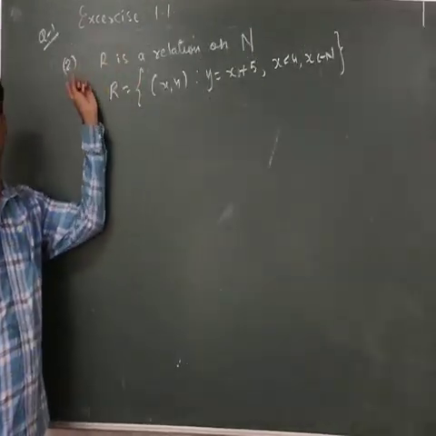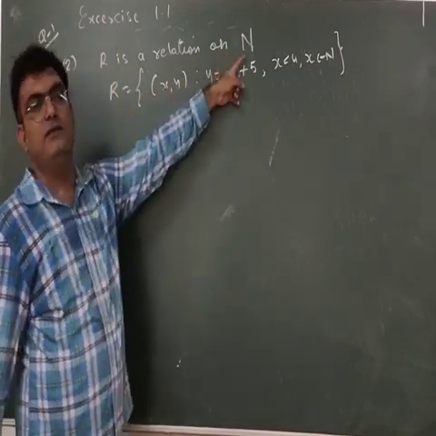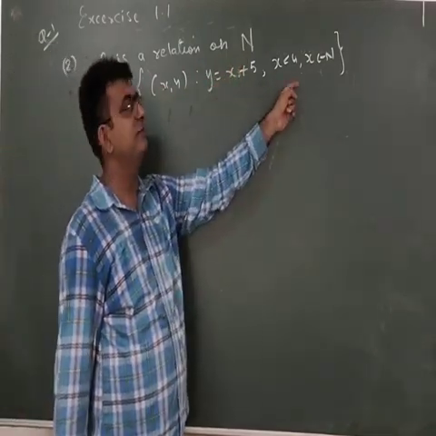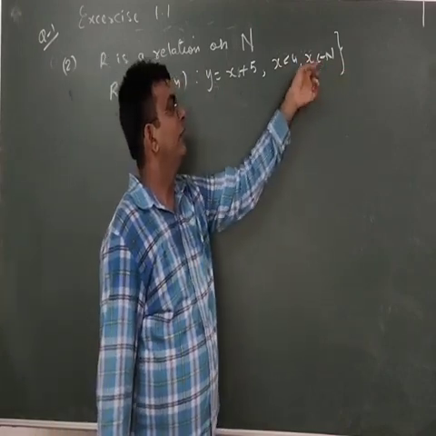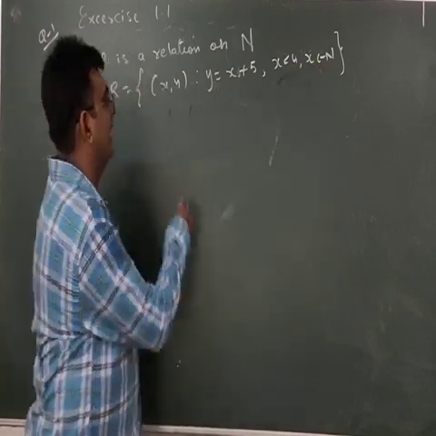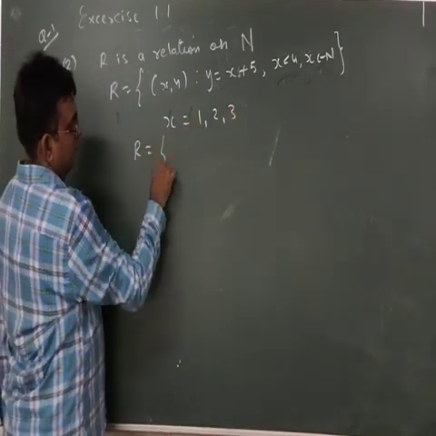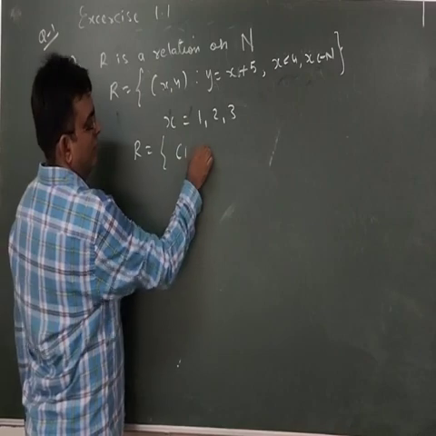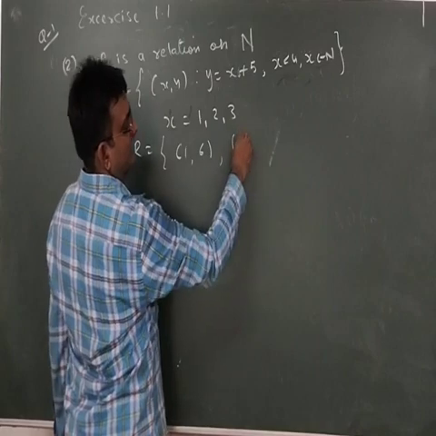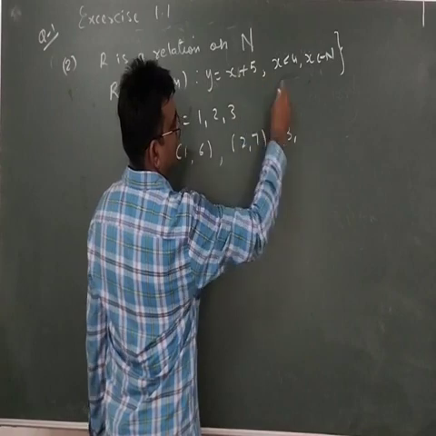Now let us see the second example. R is a relation on N, where N is the set of natural numbers. R is equal to {(x, y): y is equal to x plus 5, x less than 4, x belongs to N}. The given relation is only for x less than 4 and x is a natural number. So what can x be? 1, 2 and 3. So what will R be? If I take x is equal to 1, y is equal to 1 plus 5, that is 6. If I take x is equal to 2, y is equal to 2 plus 5, that is 7. If I take x is equal to 3, y is 3 plus 5, that is 8.